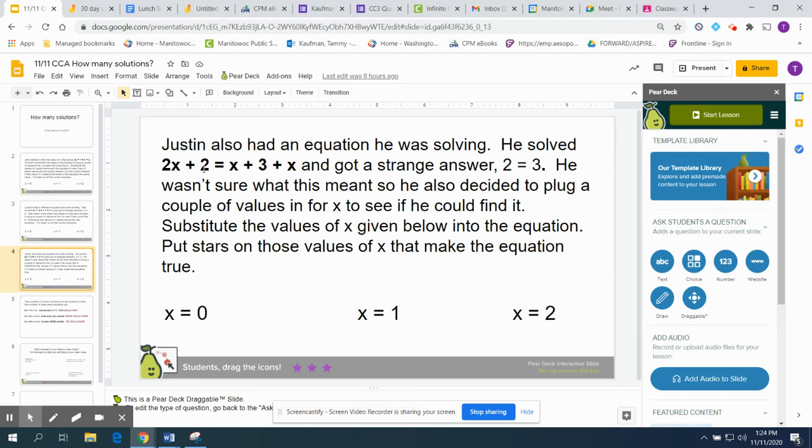So I could try 2 as well. Well, 2 times 2 is 4 plus 2 is 6. That is not equal to 2 plus 3 plus 2, which is 7. So none of these work. And actually, when I get to a point that has no variables and it's an untrue statement because 2 is not equal to 3, that means there's no solutions. And if I look at this expression, I have 2x plus 2, and on the right, I have 2x plus 3. There is no number that I could multiply by 2 and add 2 and get the exact same value if I took that number multiplied by 2 and added 3. So this would be a case where there's no solution.